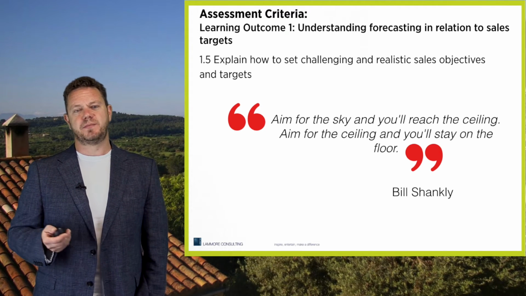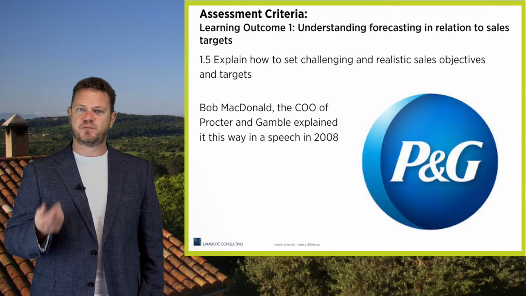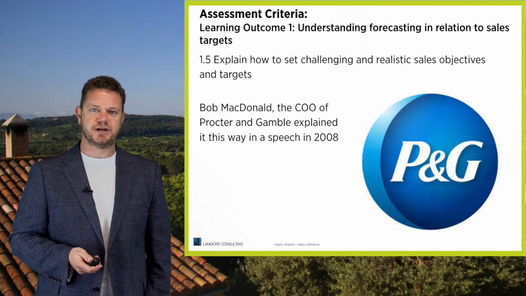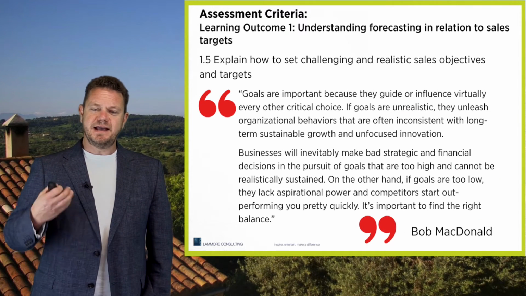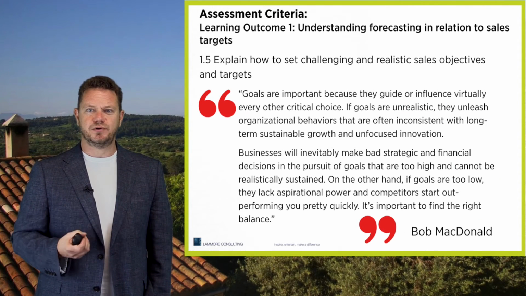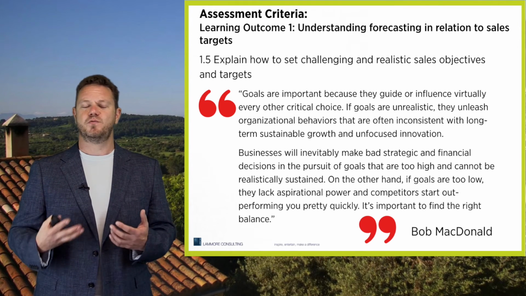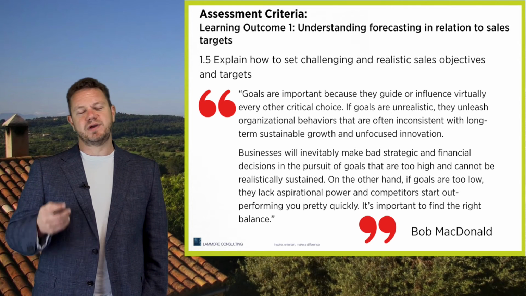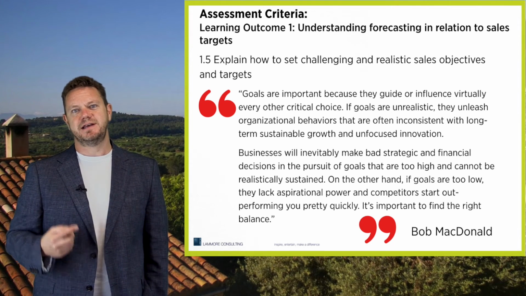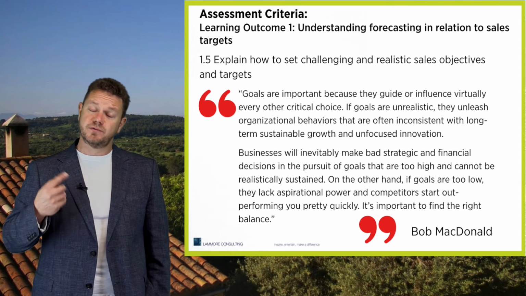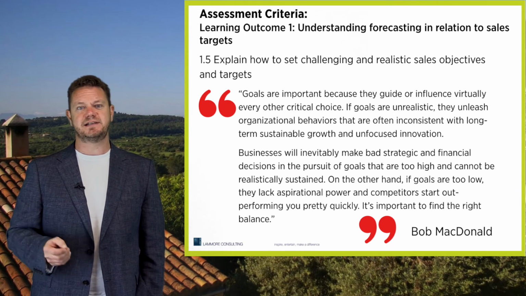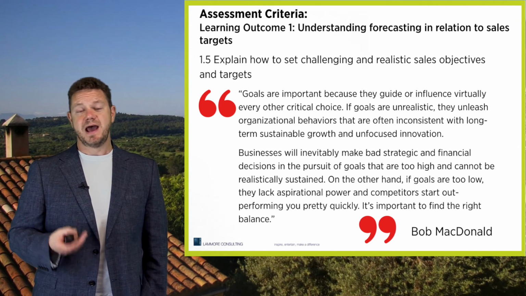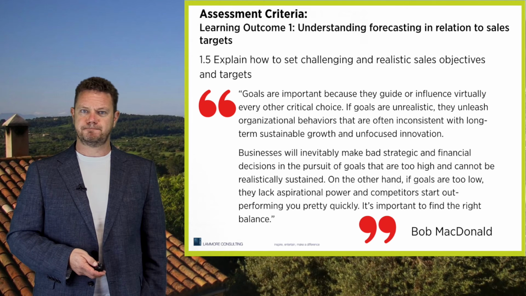So I will end this section with a quote from Procter & Gamble, from Bob McDonald, who was a chief operating officer a few years ago at P&G. And this is what he said. He said, goals are really, really important because what they do is they clarify the way that the business is going to operate in the future. What we need to do is make sure that we have a really robust process to make sure that our forecasts are accurate so that we can run the business in a smooth and successful fashion, making sure that our customers are happy with what we deliver to them and that we minimize costs in the organization.